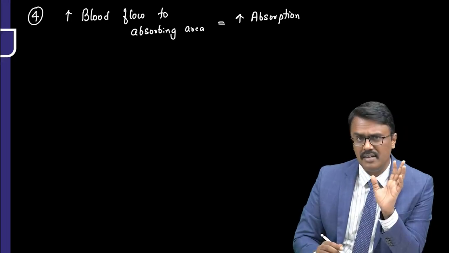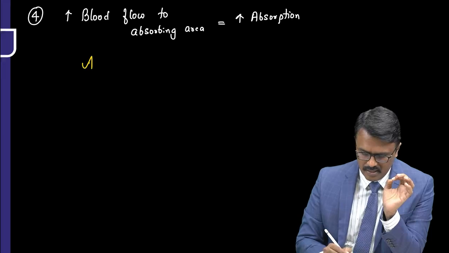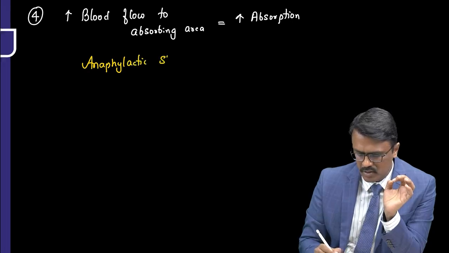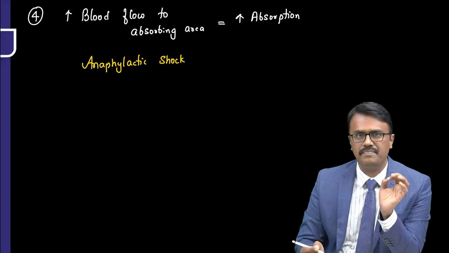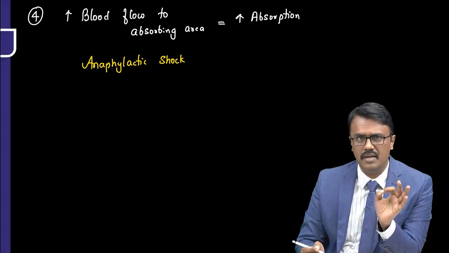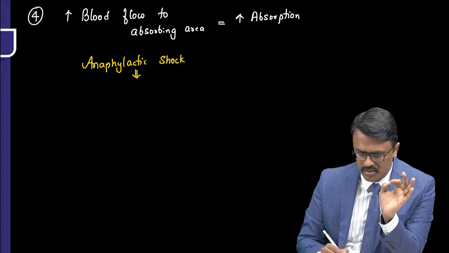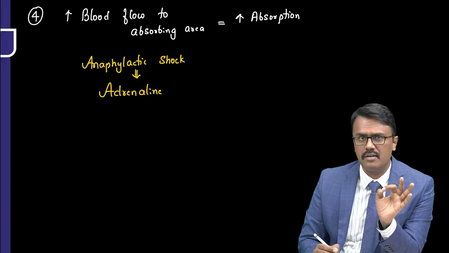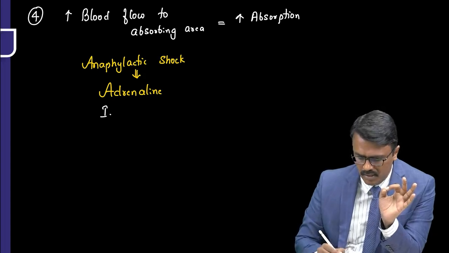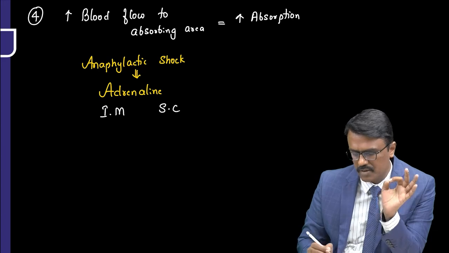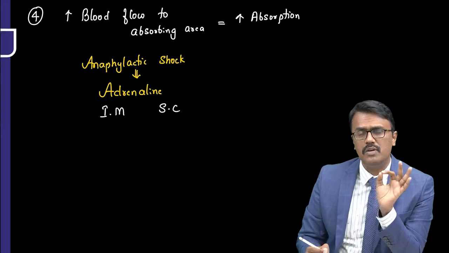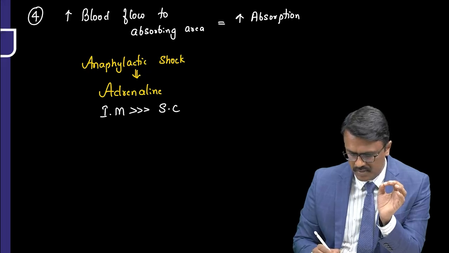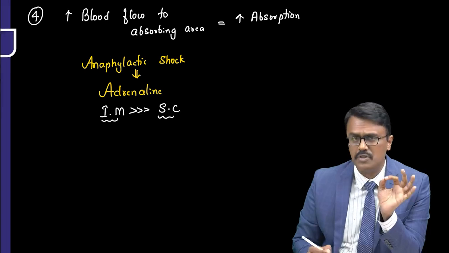I will give a classical clinical example here. There is a condition called anaphylactic shock. Anaphylactic shock is due to allergy. It's a type 1 hypersensitivity reaction. For anaphylactic shock, the drug of choice is adrenaline. Now we need to give this drug. There are two routes. Option 1 is intramuscular, option 2 is subcutaneous. Now you tell me, which route will you prefer? If you're saying IM, yes, you are 100% correct, because the name itself is shock.